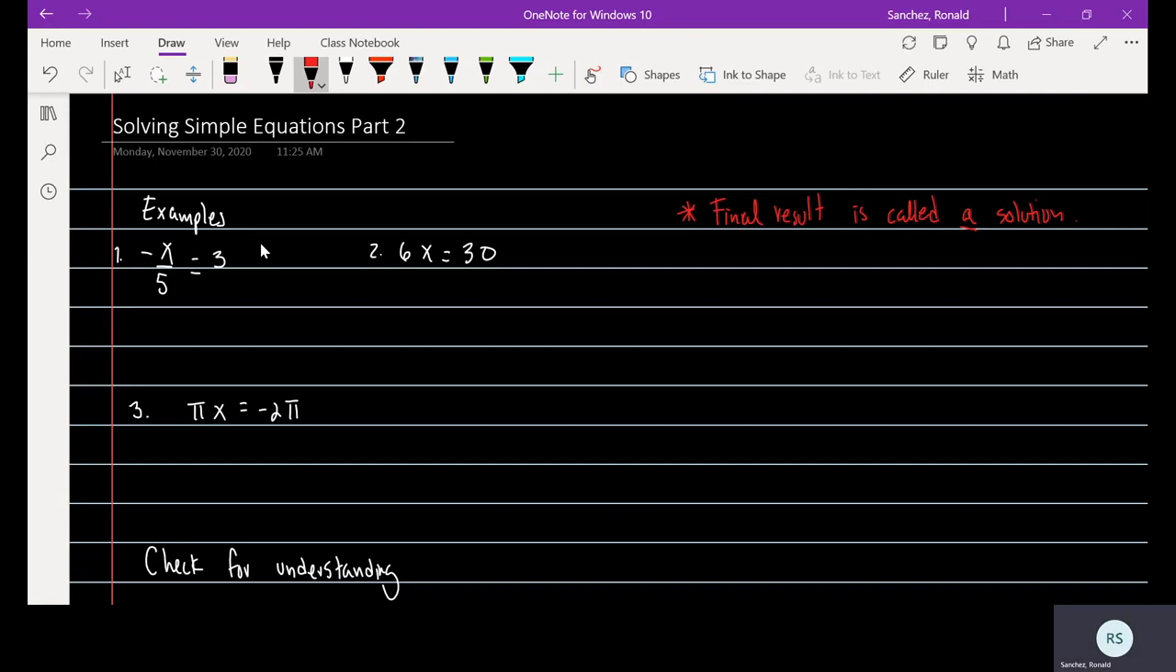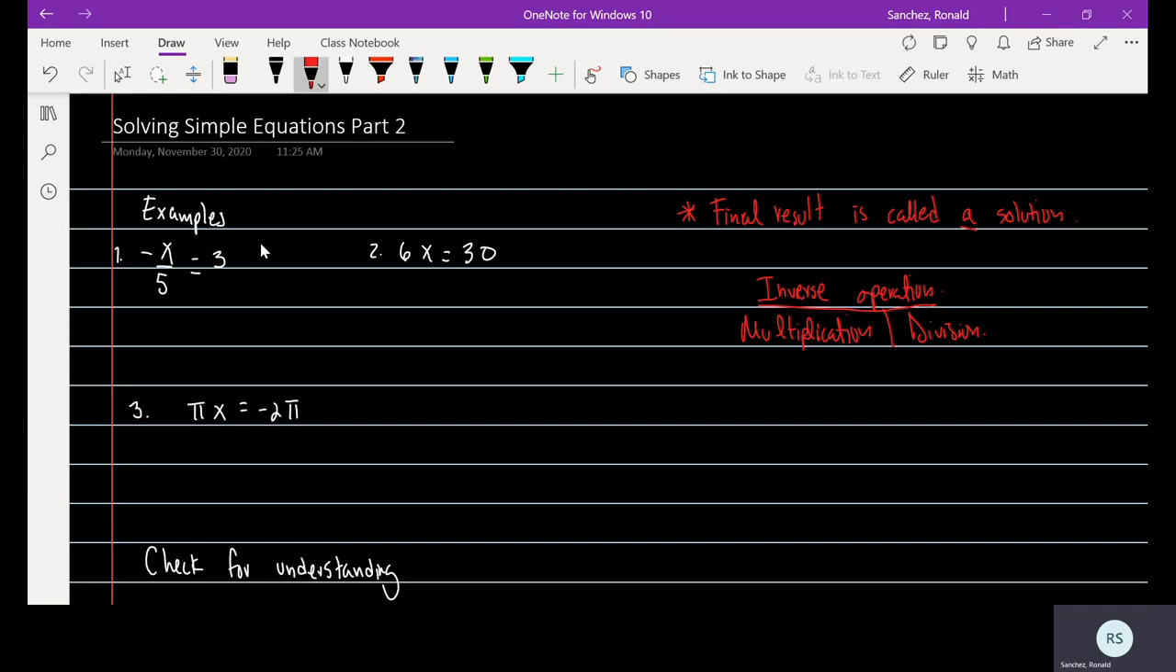Anyways, the other thing that I want to remind you of is that when we have inverse operations, the two inverse operations that we're going to be using here are multiplication and division. Division is the inverse operation of multiplication and vice versa. Okay, so let's take a look at example number one.